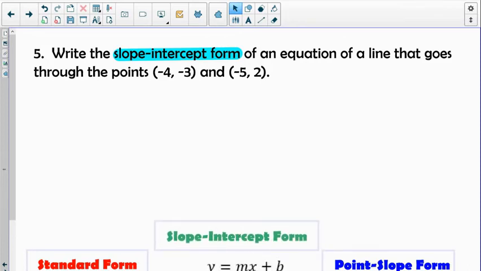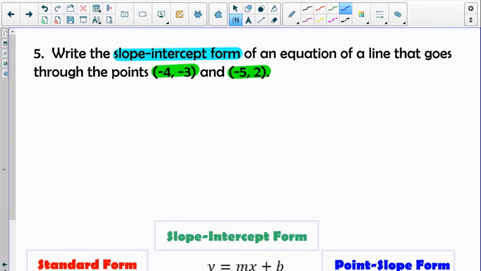The problem with that is, looking at the given information, we don't know the slope of the line, and we certainly don't know the y-intercept of the line. So how do we do this? Let's think back to a few weeks ago when we calculated slope.